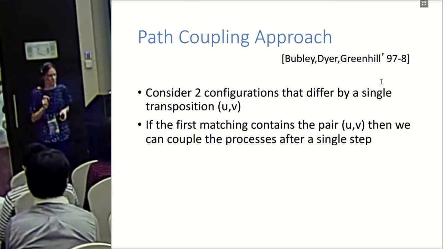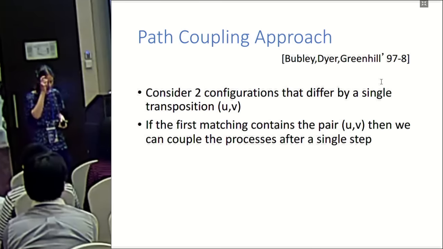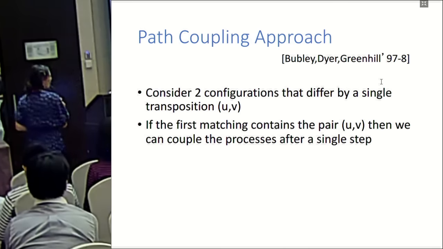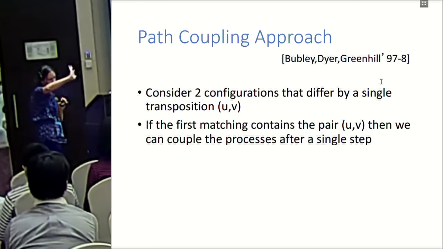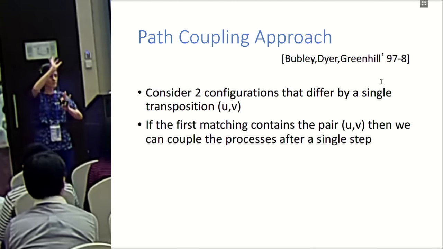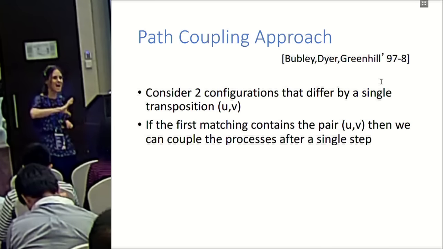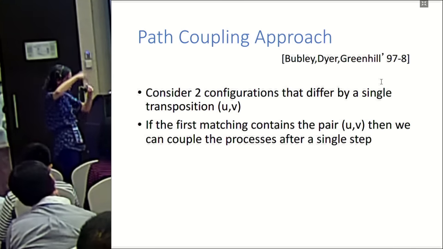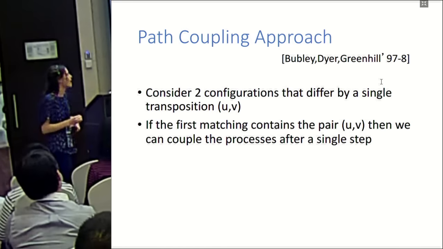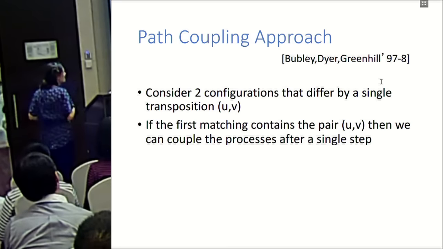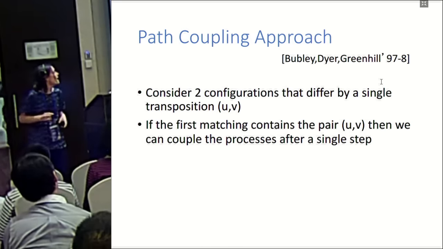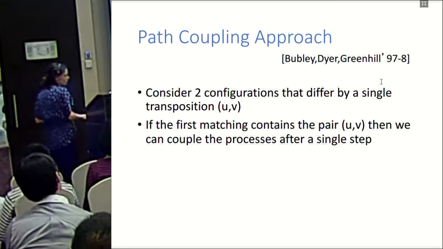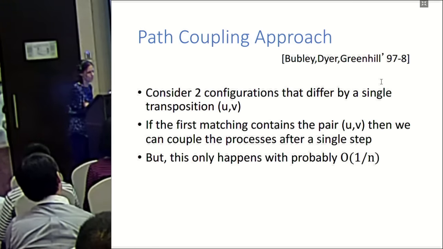And if the first matching that we get at the first step contains the specific pair, then we can essentially use this pair for one of our processes and not use it for the other one. And the two matchings, permutations will meet after a single step. If it doesn't contain this pair, there's not a lot we can do. And the problem is that this pair only comes up with probability 1 over n.